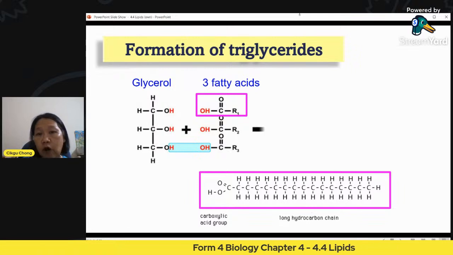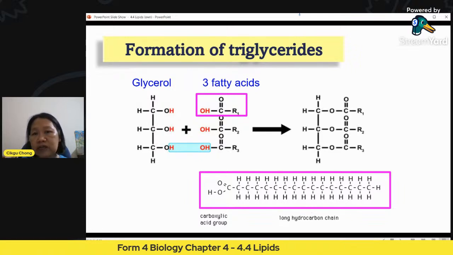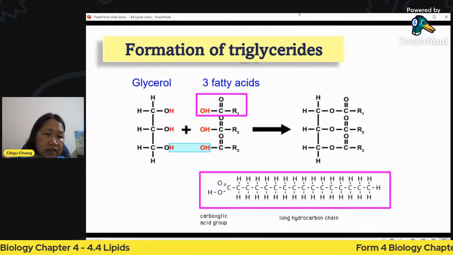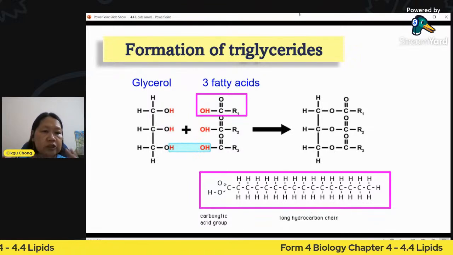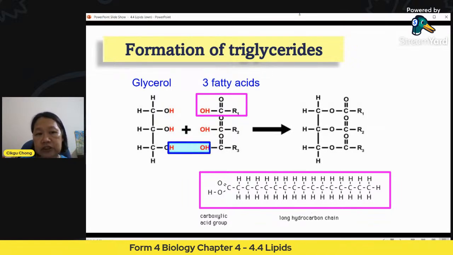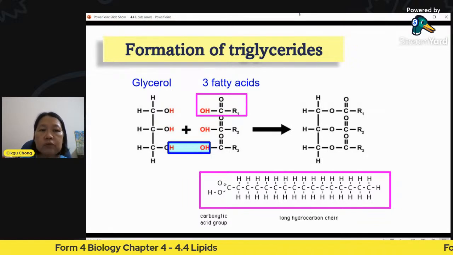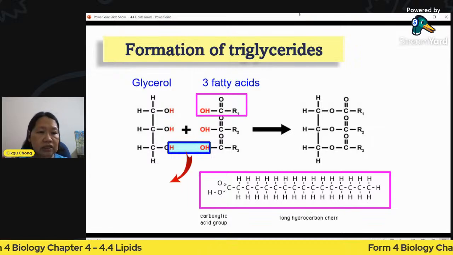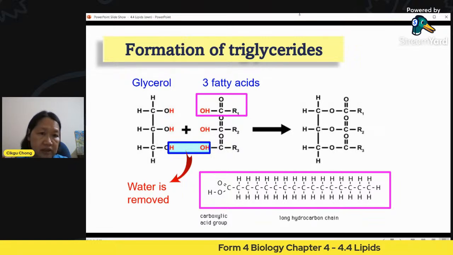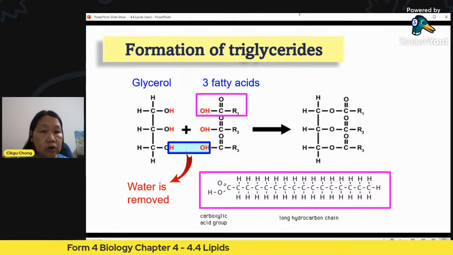And in order to form them, you have to remove something. Look at the one I've highlighted, H and OH. So this part, the hydrogen and the OH here, will be removed. So one molecule of water is removed, because H and OH forms H2O. So it's actually one molecule of water.